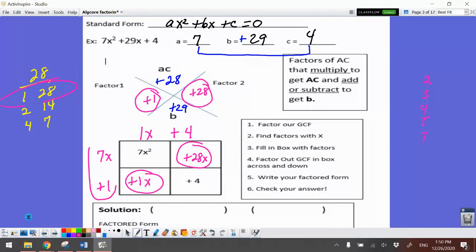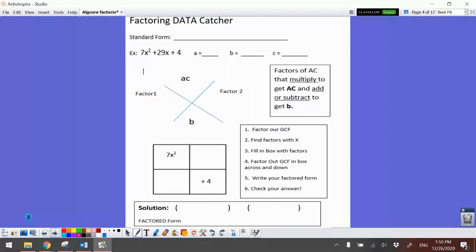So my solution is 7x plus 1, 1x plus 4. So this is really the exact opposite of the binomial multiplication. Okay, we're actually undistributing or unmultiplying these binomials through this Xbox method. Okay, let's try another one.